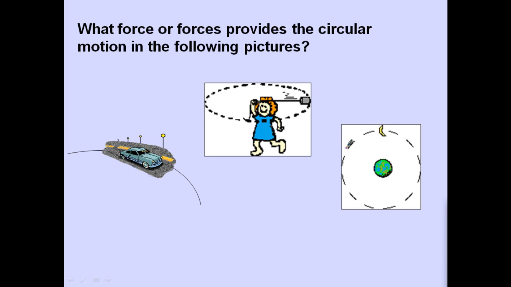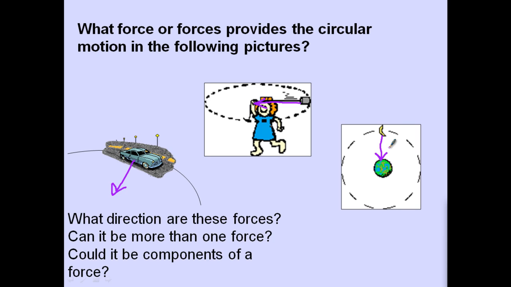All right, so in these pictures, what force or forces provide the circular motion? It's easy to say they're all centripetal forces. We have a centripetal force going that way, this way, and that way. But we give specific names to these different types of forces. All the directions of these forces are always toward the center. There can often be more than one force, but we're only going to focus on one per problem. It can also be components, which we're going to talk about when we get to banked curves.